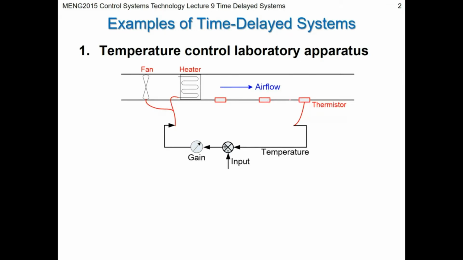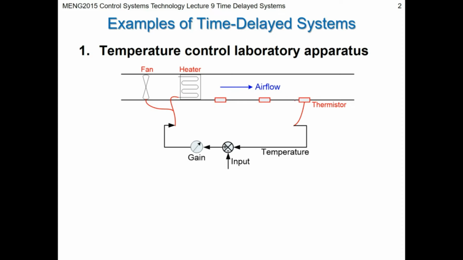And then there are thermistors at 3 points, and you have to connect each thermistor in turn to this loop. So you could connect it here, and of course the time between a change in the voltage to the heater and the impact on the temperature of the airflow measured by the sensor is going to be less than if you were using this one, which is further away.